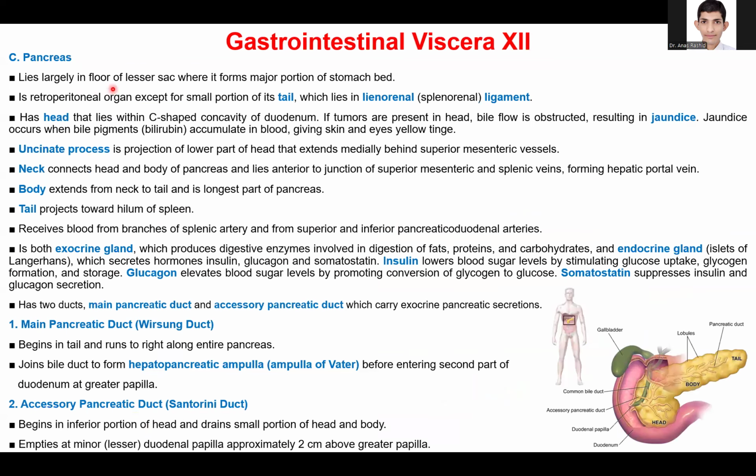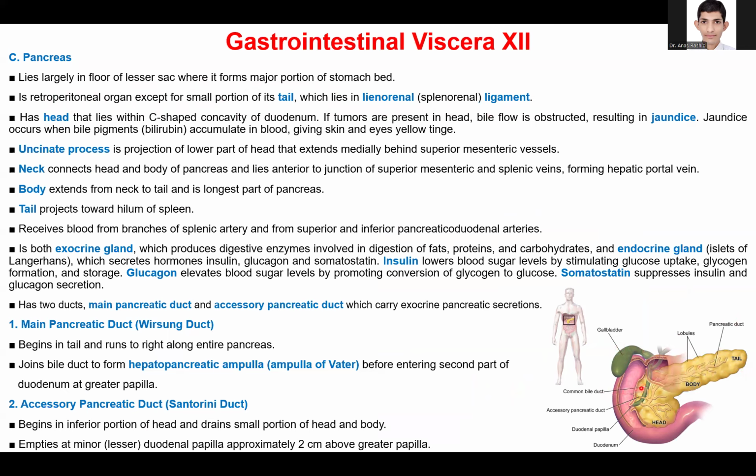Pancreas lies largely in floor of lesser sac, where it forms major portion of stomach bed. Is retroperitoneal organ except for small portion of its tail, which lies in lienorenal or splenorenal ligament. We can see here we have tail, body, and head of the pancreas. We have the pancreatic duct. We have the lobules. We have the gallbladder here.